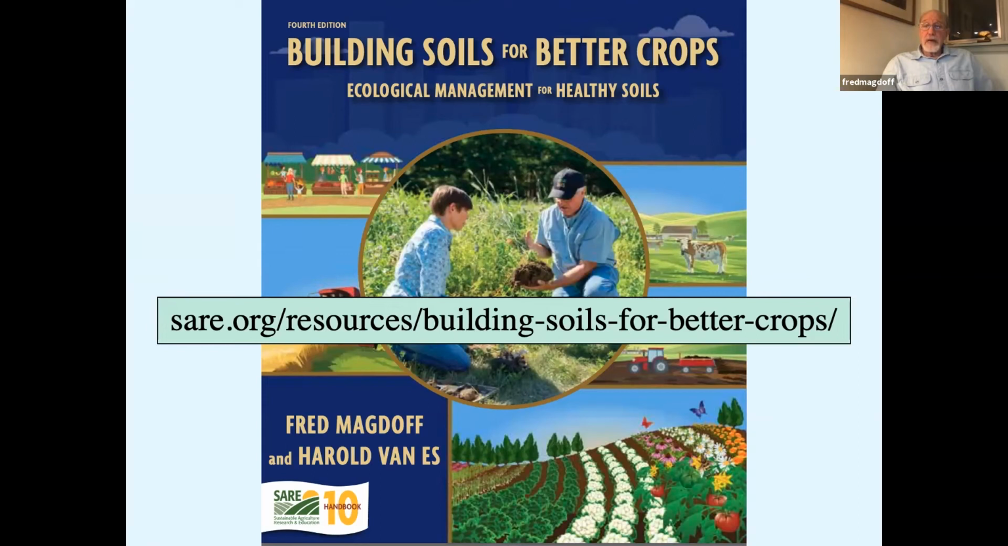So we have some new chapters in here. We have one on urban, growing crops in an urban setting. We have enlarged some of the discussion. We have a discussion on agroforestry, which wasn't in the previous edition. And so there are some major changes, some stuff that's pretty much the same as the previous edition.